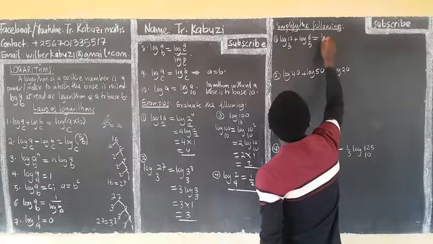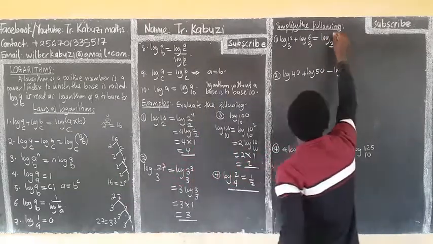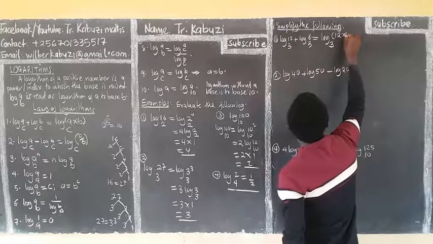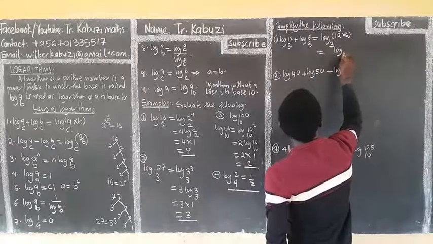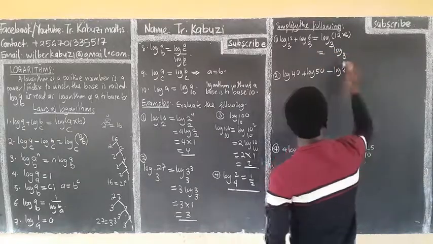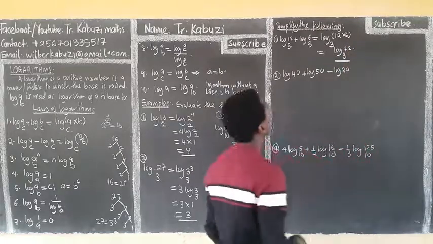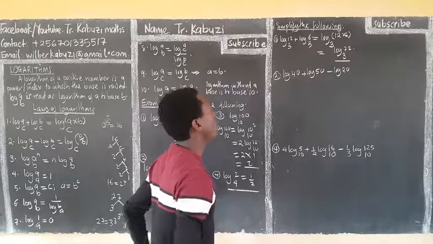So I have now log. We maintain the base. You always maintain the base. Then, we are adding, so we multiply 12 times 6, and so this will be now log 3. And multiply there, you get 72. And so this one you can't simplify it. You cannot simplify that anyway.